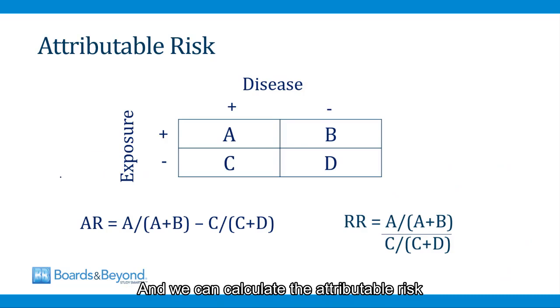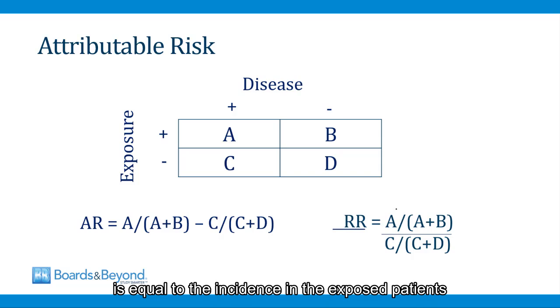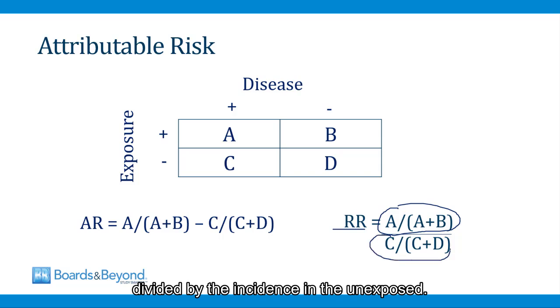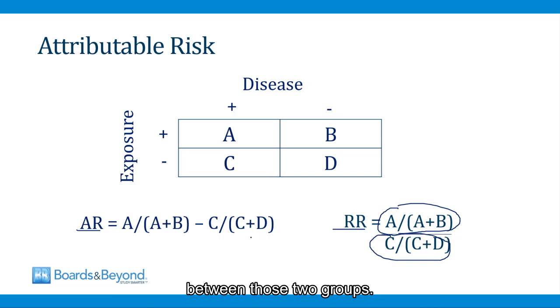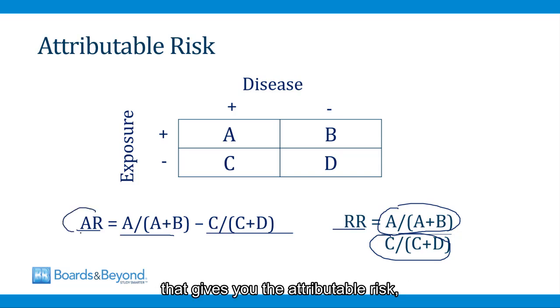And we can calculate the attributable risk from a 2x2 table similar to the way we calculate the risk ratio. So I told you before that the risk ratio is equal to the incidence in the exposed patients divided by the incidence in the unexposed. Well, the attributable risk is simply the difference between those two groups. So it's the incidence in the exposed minus the incidence in the unexposed. That gives you the attributable risk, just like we saw in the last slide.